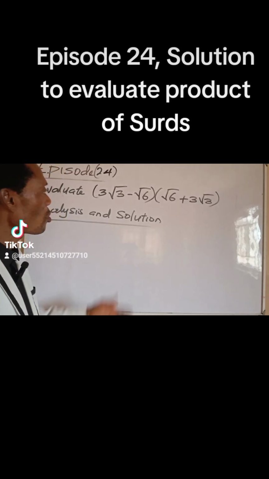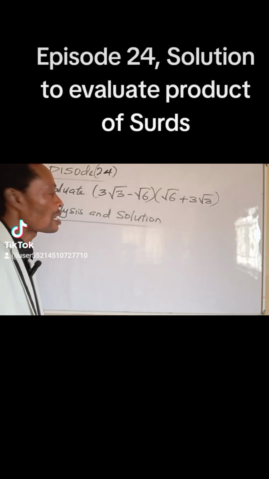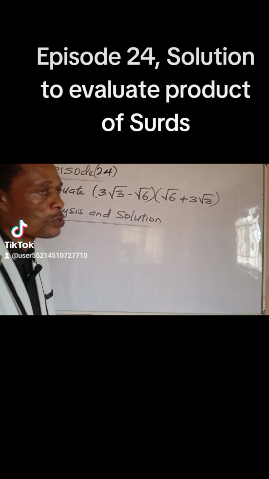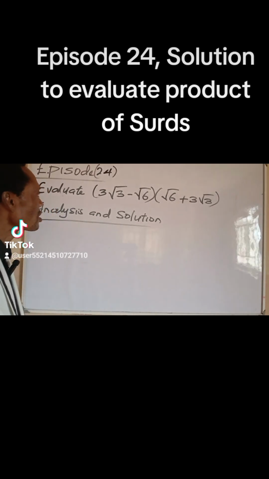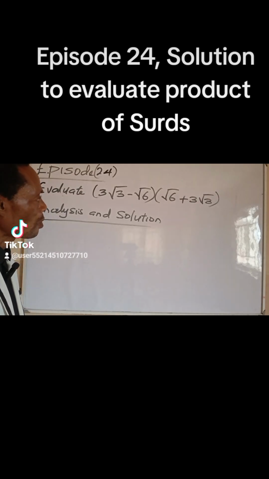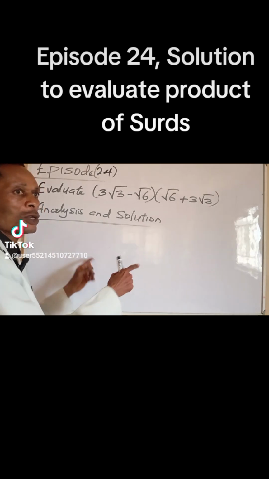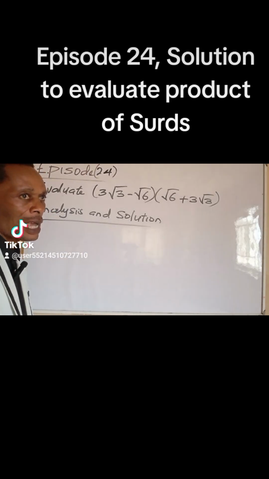Here we are asked to evaluate, and the evaluation here is of surds, the product of surds, because it's written in twos. So how do you resolve this kind of problem? Very easy. The first thing you do is to consider one of the brackets as a common factor. You write it twice, giving space.